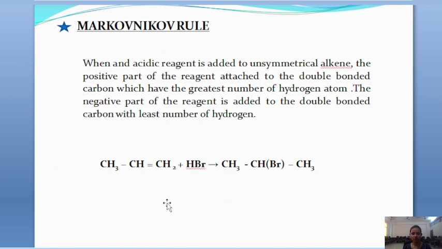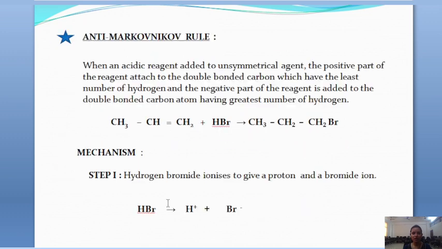So I will say it again briefly. In Markovnikov's rule, the positive part of the acidic reagent will combine with the double bonded carbon which has the highest number of hydrogens, and the negative part of the reagent will combine with the double bonded carbon which has the least number of hydrogens. That is our Markovnikov's rule. In anti-Markovnikov's rule, the positive part of the reagent will attack the double bonded carbon which has the least number of hydrogens, and the negative part of the acidic reagent will combine with the double bonded carbon which has the highest number of hydrogens. That is the only change between Markovnikov's and anti-Markovnikov's rule, and other things are almost the same.